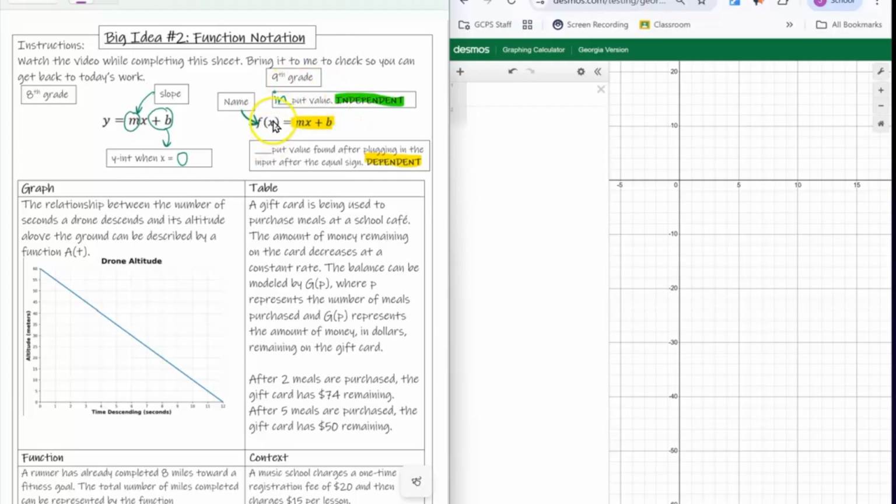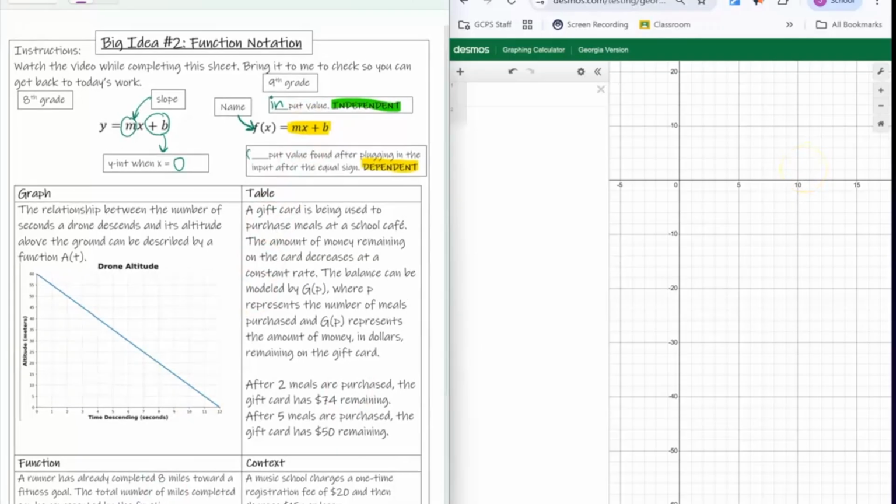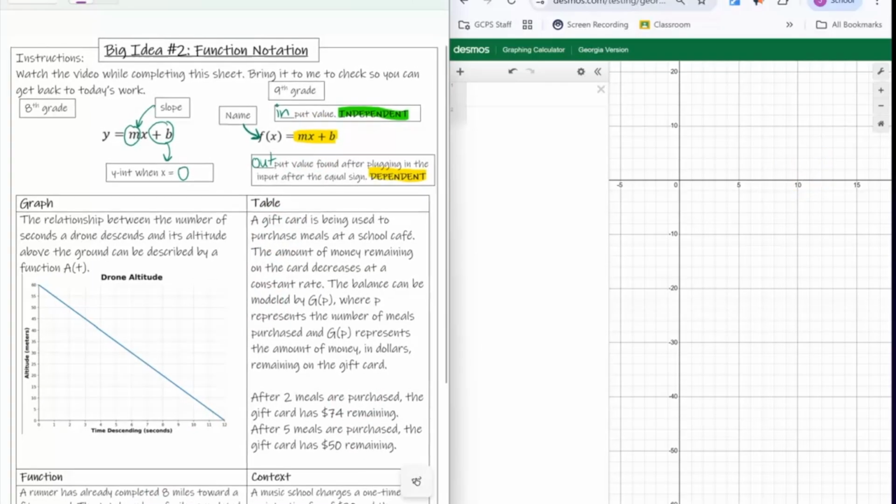So whatever is going into this function is what determines what the output is. So we're going to go ahead and say the output value. Right, so the output value is found after plugging in the input, after the equal sign. So again, before the equal sign is your independent, right here the x, and then the function f is your name. Everything you get after that is your output. And just remember, you are a dependent to your parents who are independent, or guardians.